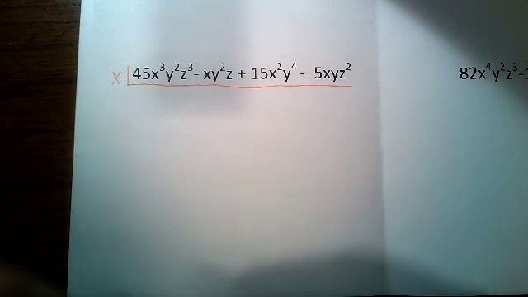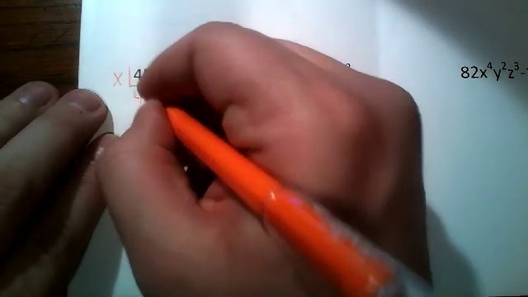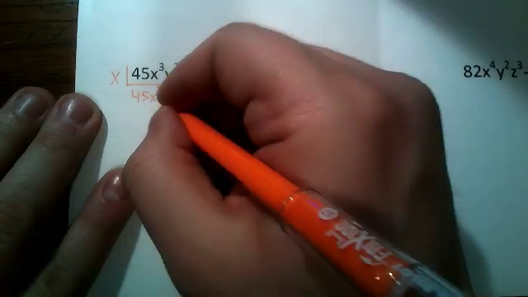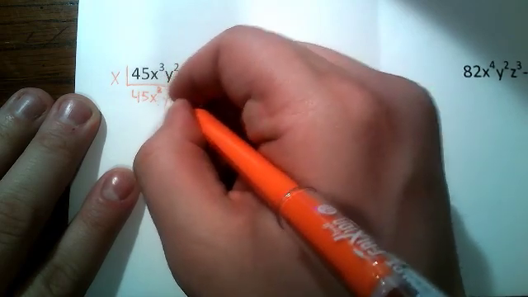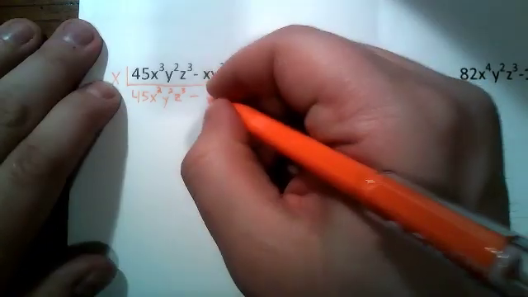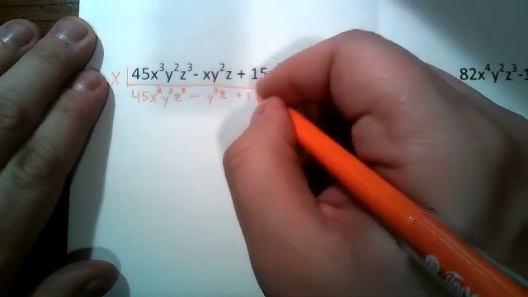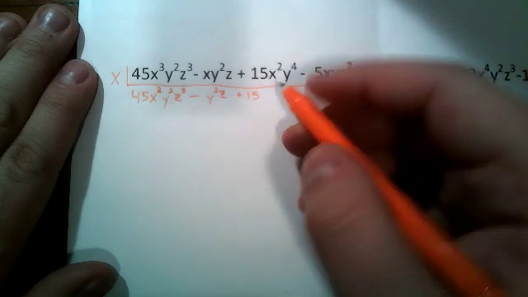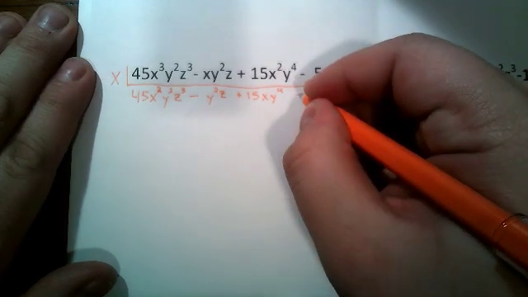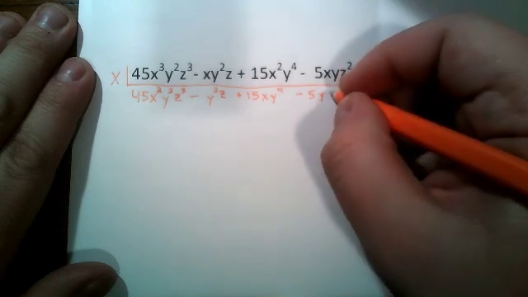And what is the result when I do that? So if I take an x away from this term, I still have 45. I don't have x cubed anymore. Now I have x squared because I took an x away. And I still have y squared z cubed, minus, I took an x away, so this is just y squared z, plus 15. Take an x away, and this becomes x to the first, y to the fourth. And then lastly, take an x away, we've got 5yz squared.